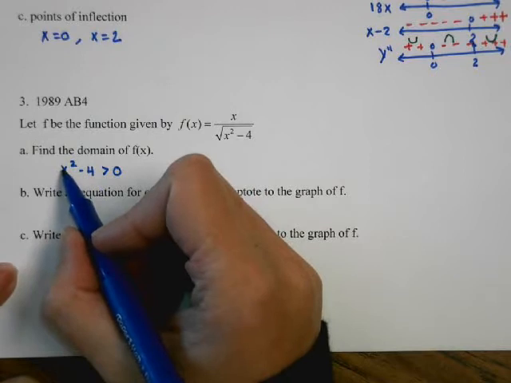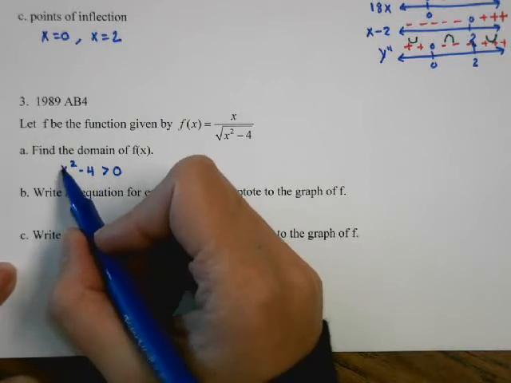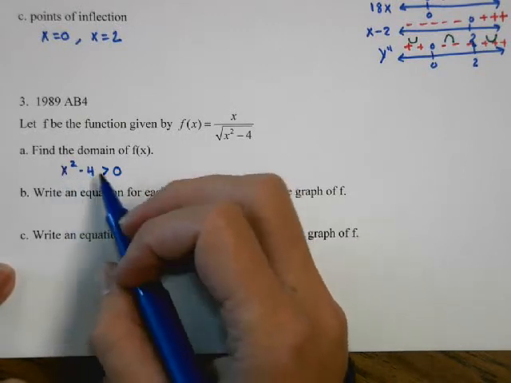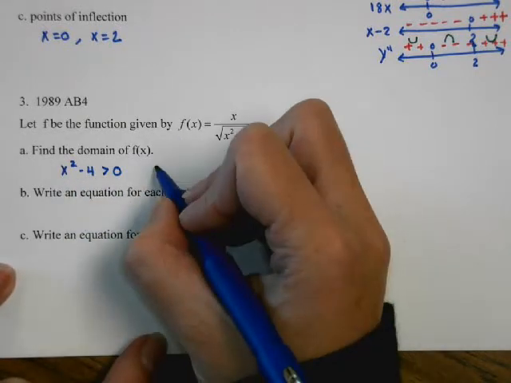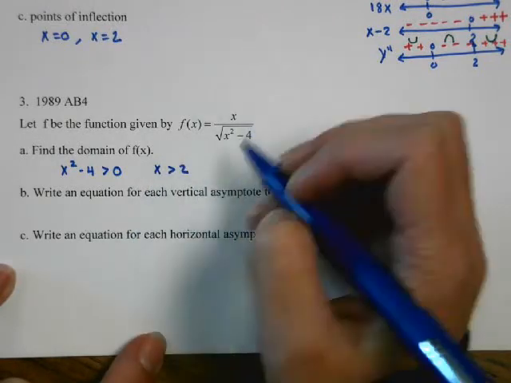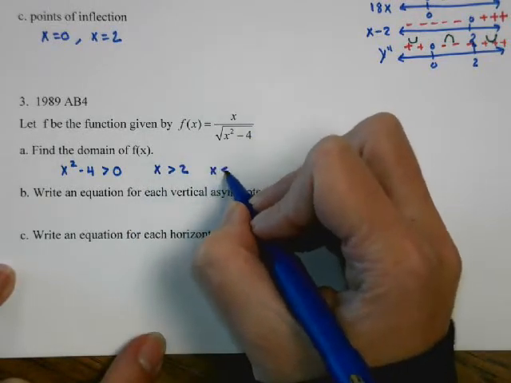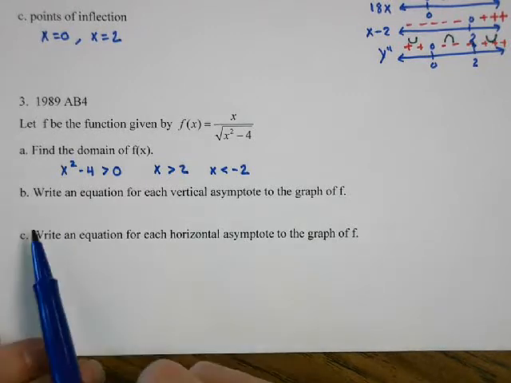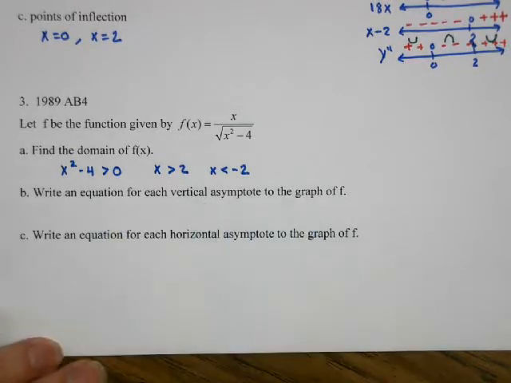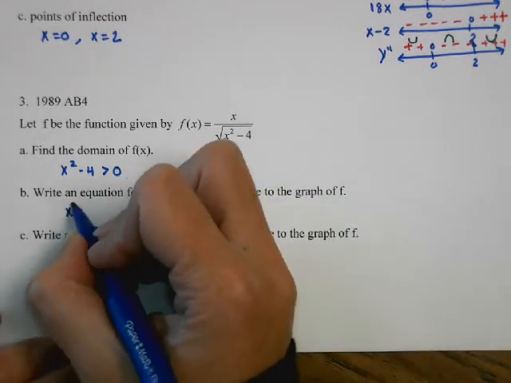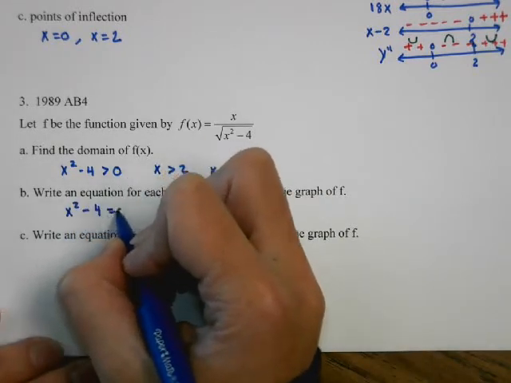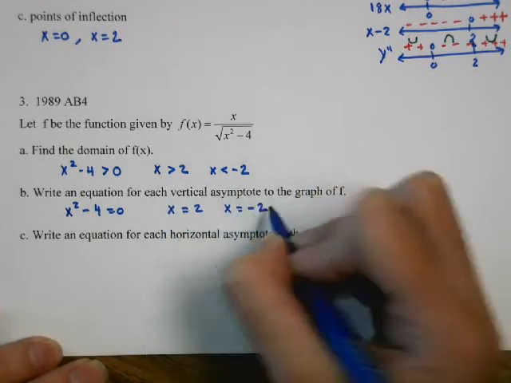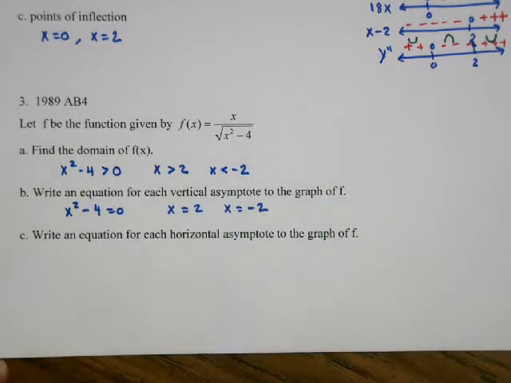So this is going to be 0 at 2 and negative 2. If I plug in a number in between those, like 0, then it's going to be negative. So we need x to be greater than 2 or x to be less than negative 2. The equation for each vertical asymptote, that makes the denominator 0. So what makes x squared minus 4 equal to 0? 2 and negative 2 are our vertical asymptotes.